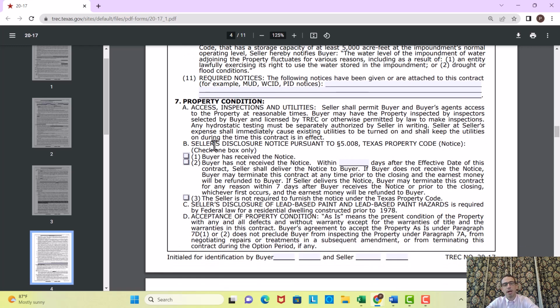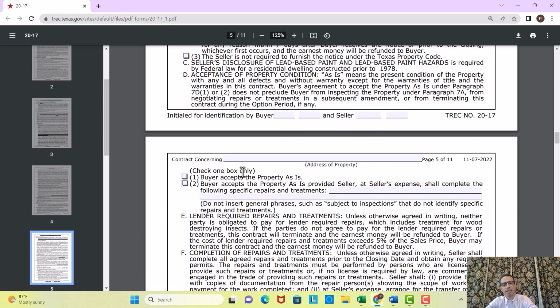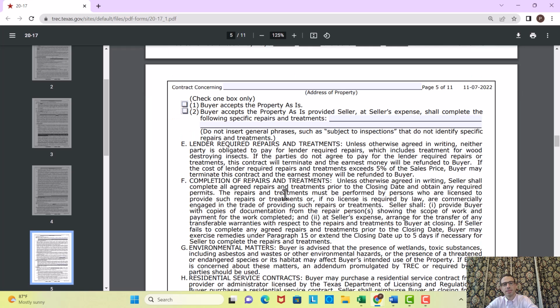On to property condition, paragraph 7. This is about the seller's disclosure, 7B. Normally, the seller's disclosure is uploaded in the back end of the MLS, and the buyer reviews it prior to making the offer, and you select that the buyer has received the seller's disclosure notice. And then continuing on, you usually put that the buyer accepts the property as is.